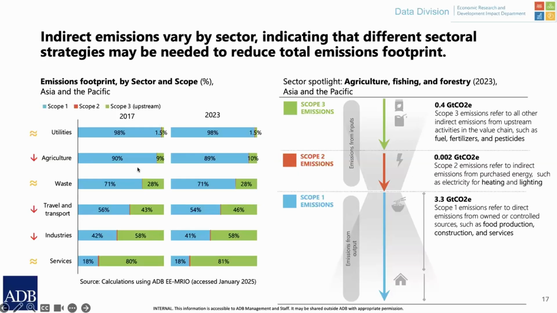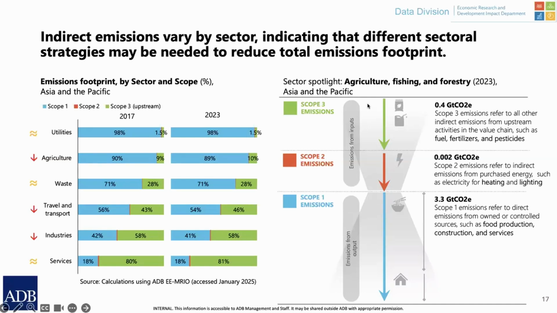As you can see here on the left chart, the emissions footprint by sector and scope in Asia and the Pacific reveals that while in the utilities, agriculture, and waste sectors, most of the emissions are concentrated in Scope 1, we see that in the travel and transport, industries, and services, which are very interconnected sectors, the emissions are concentrated in Scope 2 and 3 emissions.